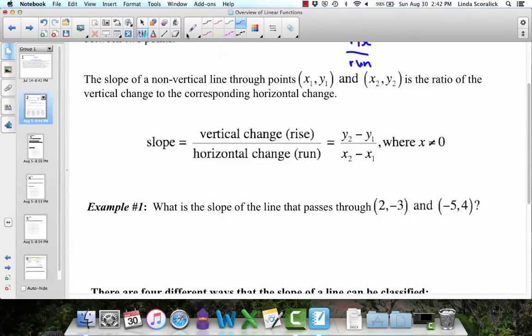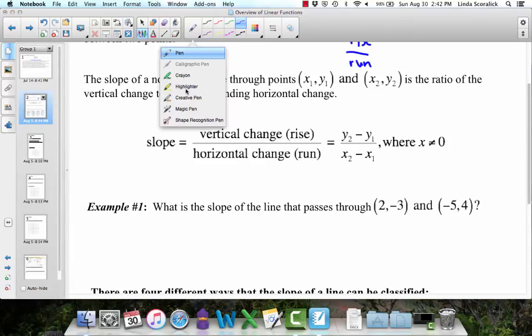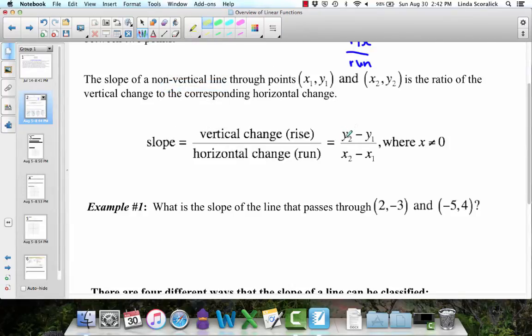So what that means is that in the top of this fraction, you are finding the differences in y values for two ordered pairs. And the horizontal change, the run, x2 minus x1, that's where you're finding the differences in the x values. It's important to note here that x2 minus x1 should not equal 0. The bottom of the fraction can't equal 0, because division by 0 is undefined. So when that happens, we say that the slope is undefined.